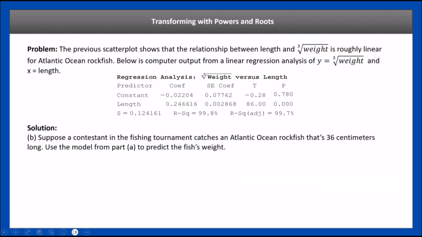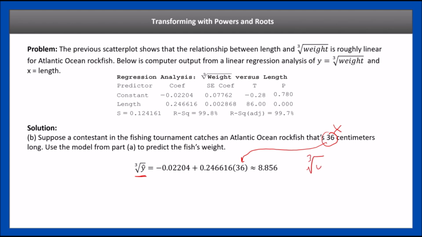All right, so suppose a contestant in the fishing tournament catches an Atlantic Ocean rockfish that's 36 centimeters long. So because we have the cube root, we have to keep that in mind when we do our answer. So we got the cube root equals our a plus bx, but this time we're replacing x with 36 centimeters, right? So we got that right here. And so when we do that, we get 8.856. But keep in mind that this is the cube root, right? So the cube root of y hat is 8.856.